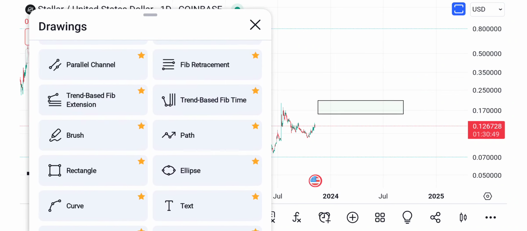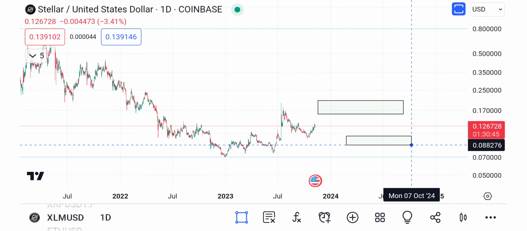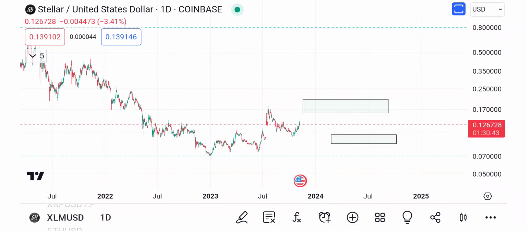If we break below this box, then it's not going to look good. So we have a little bit of wiggle room here. It's not like we have to know the answer right now. There's no reason to, right? Unless you're trading and you need to know, then that's what you've got to figure out. But this is investing, right?